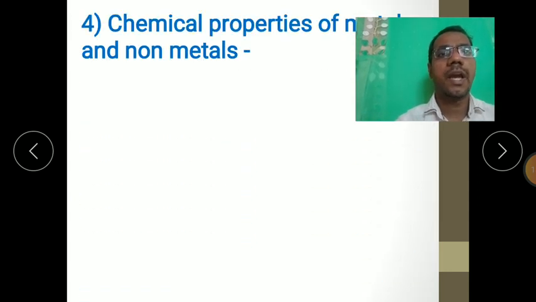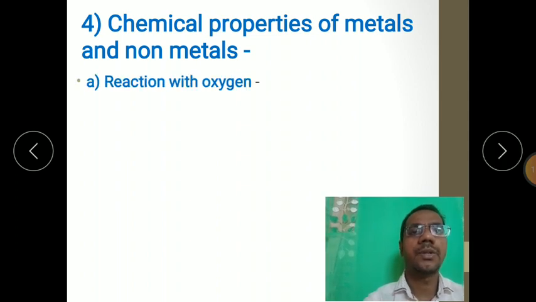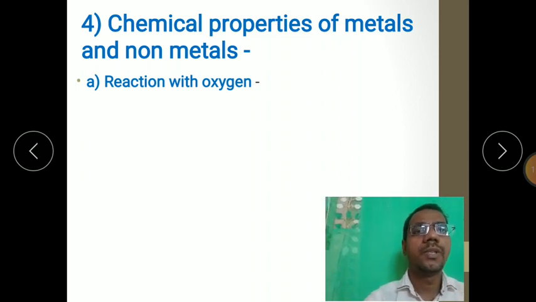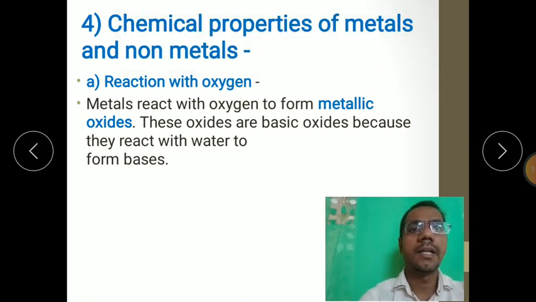Next point: chemical properties of metals and non-metals. See, reaction with oxygen. What do we mean by chemical properties? Chemical properties mean how they react with other elements and compounds. So, metals react with oxygen to form metallic oxide. Already we discussed that when metal combines with the oxygen, it forms metallic oxide. These oxides are basic oxides because they react with water to form a base.